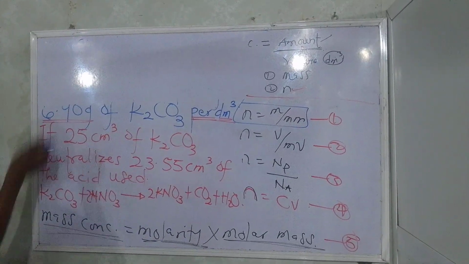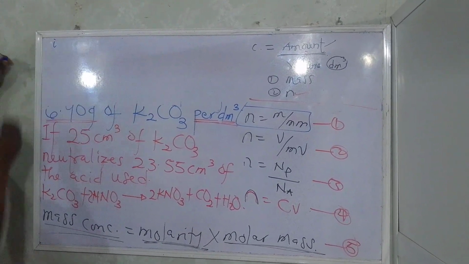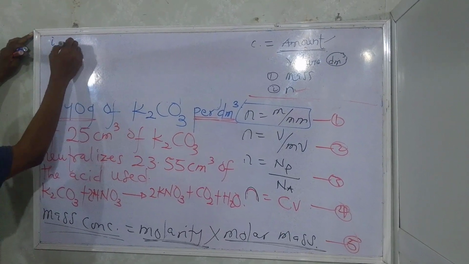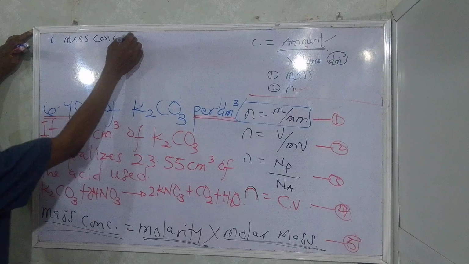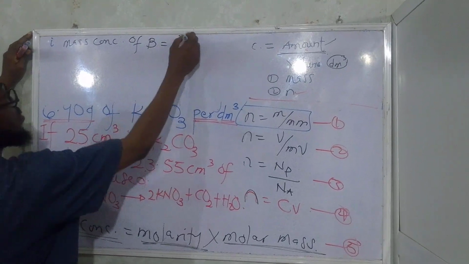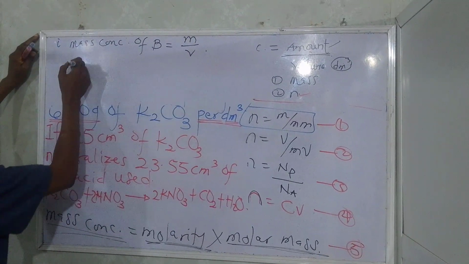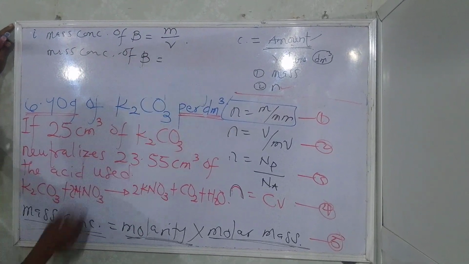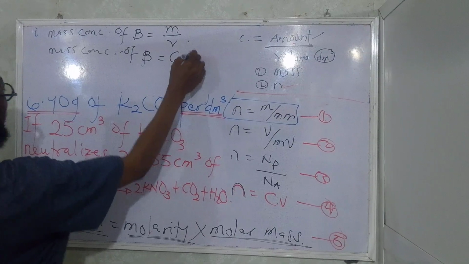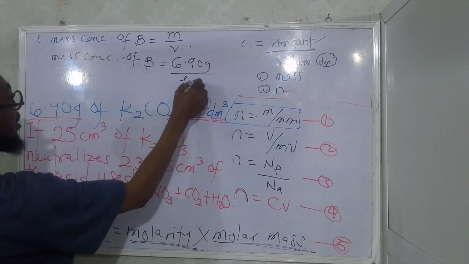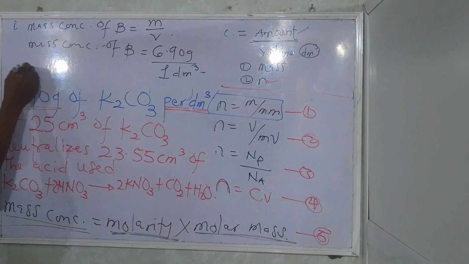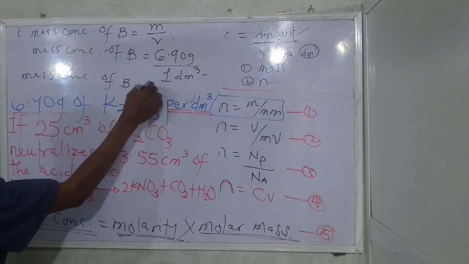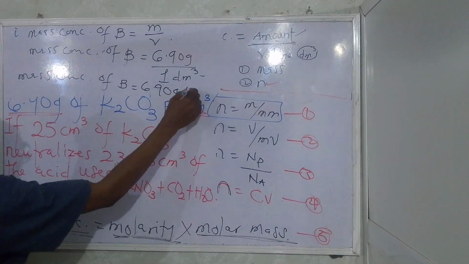Okay, now that's question 1. We are looking for the molarity of B. So what are we going to say? We say mass conc of B equals mass over volume, and mass conc of B equals, what is the mass? 6.90 gram over 1 dm cube. So therefore the mass conc of B is equal to 6.90 gram per dm cube.